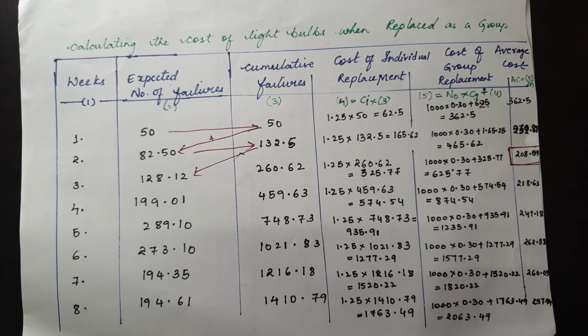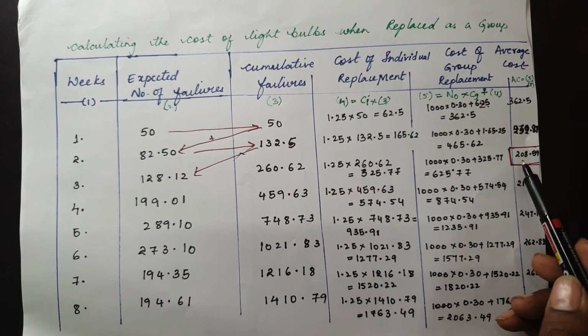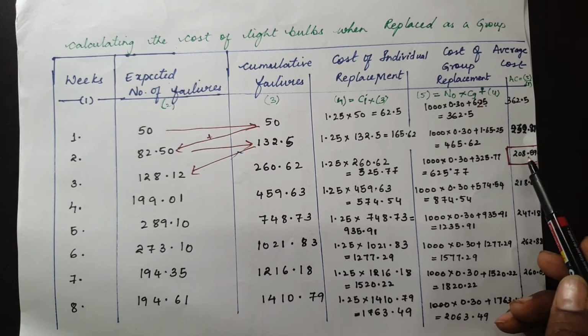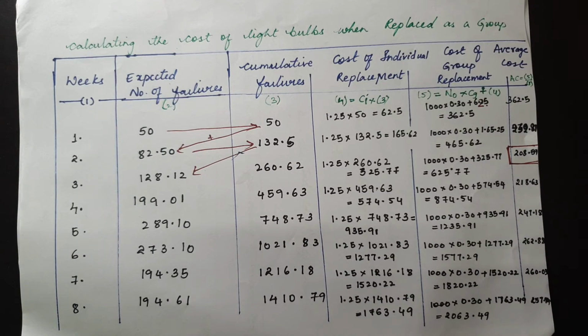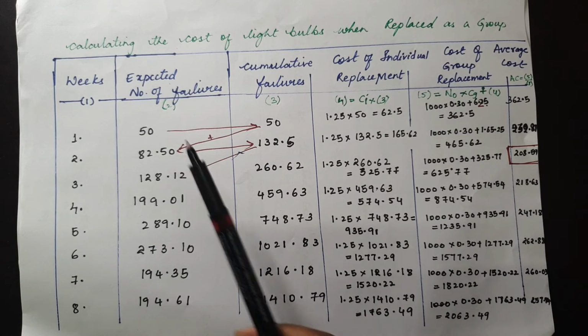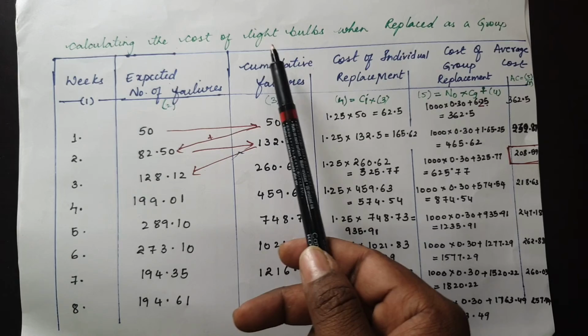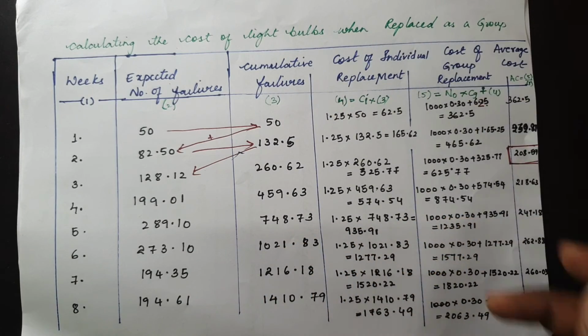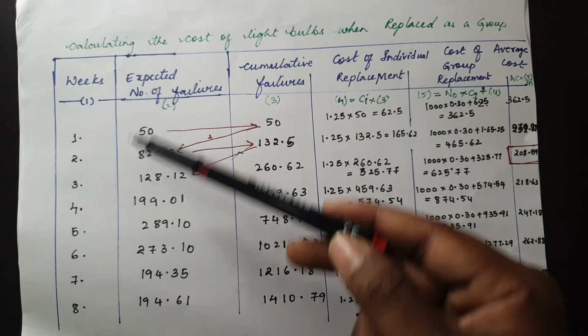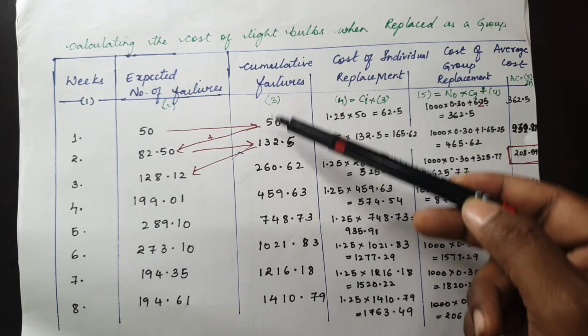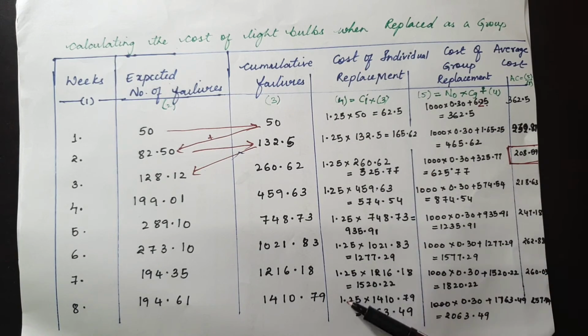How much will the average cost be? 208.59. So in this week you have to replace. So what have we calculated here? We calculated the cost of the light bulb when replaced as a group. First is the week, then expected number of failures, then cumulative failures, then cost of individual replacement, then cost of group replacement, then average.